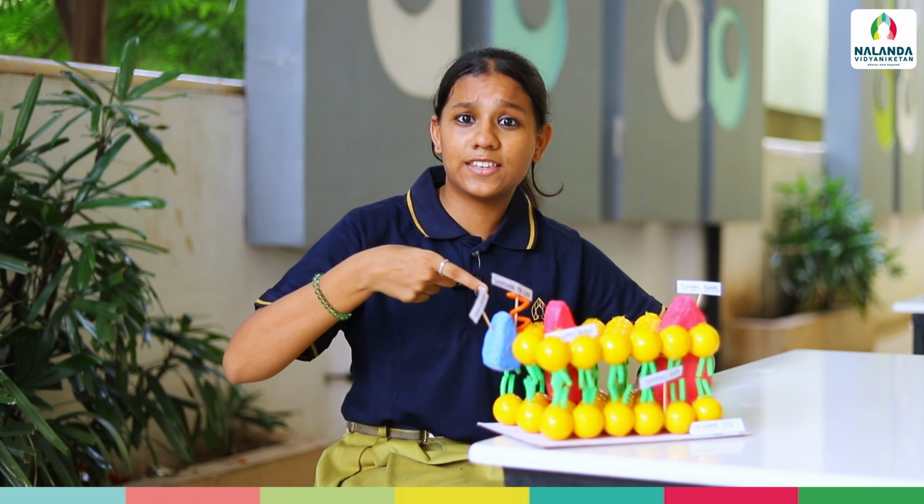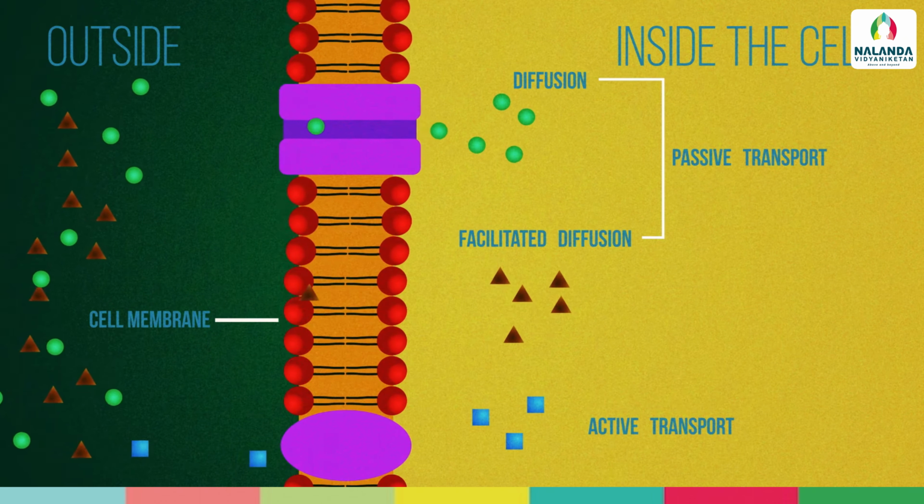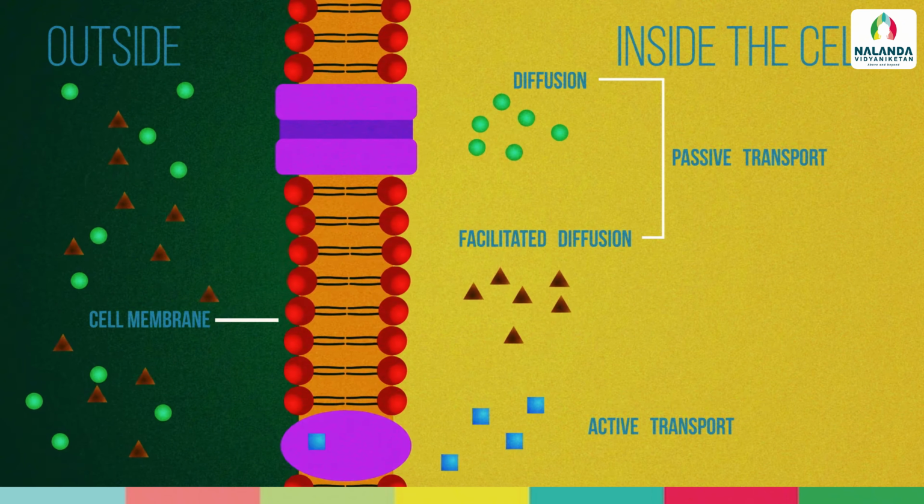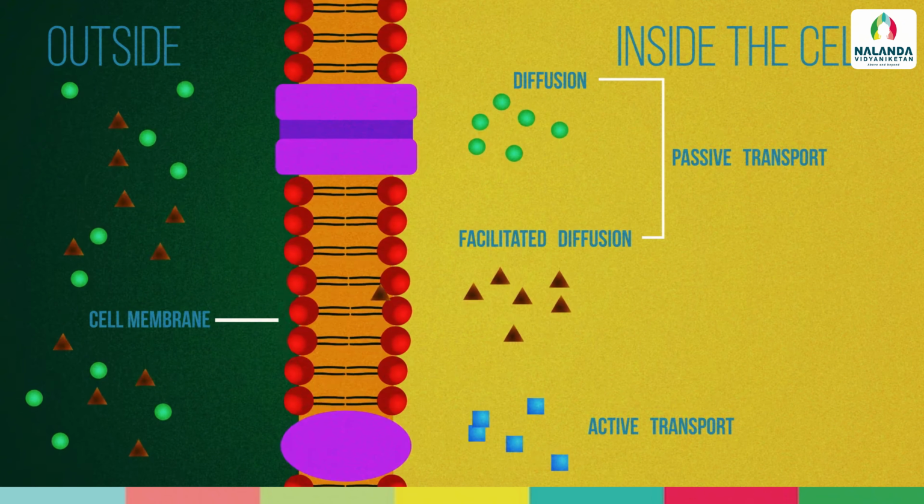Do you know why this plasma membrane is important? Because it protects the cell, it gives shape to the cell, it helps cells communicate with each other, and it controls what enters and what leaves the cell. So, for this reason, it is also known as a selectively permeable membrane.